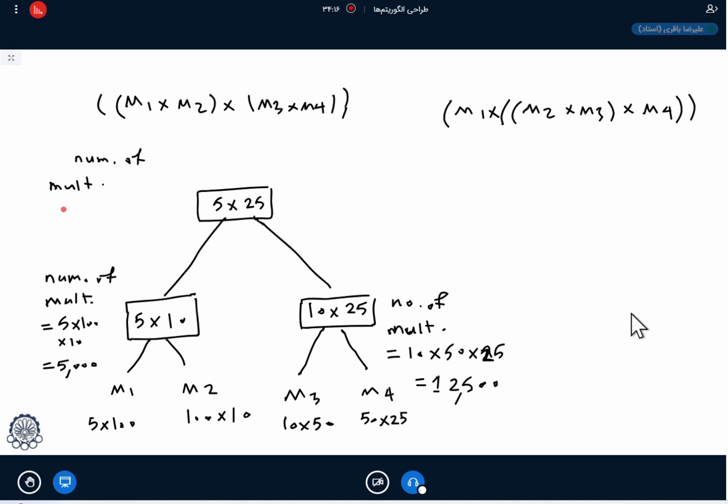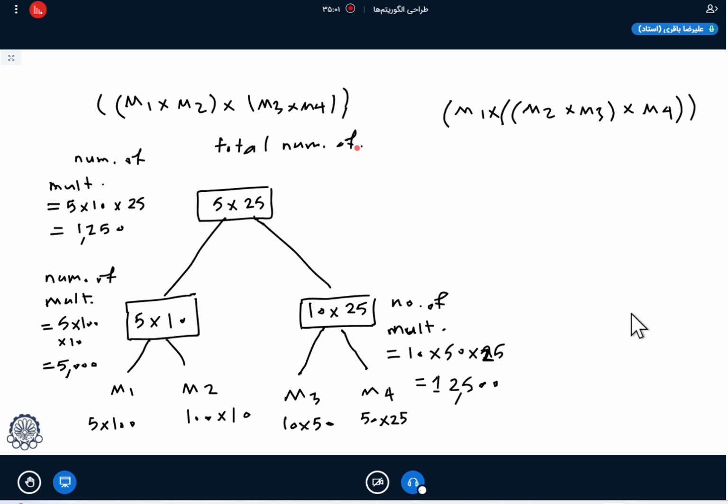in this step will be, because we are going to multiply these two, 5 multiplied by 10 multiplied by 20 multiplications. 5 is multiplied by 10 is multiplied by 20, and the number of multiplications here will be 1250.